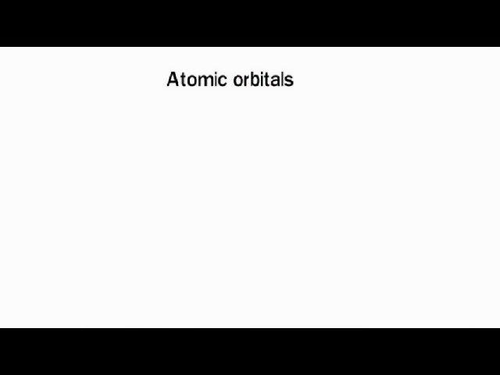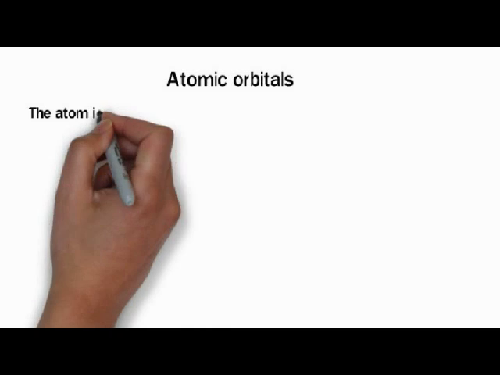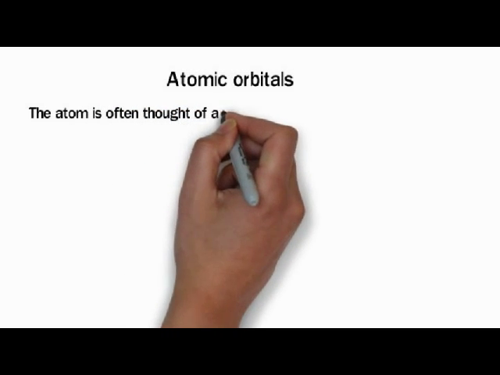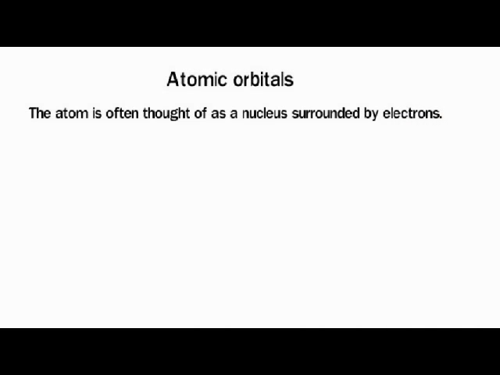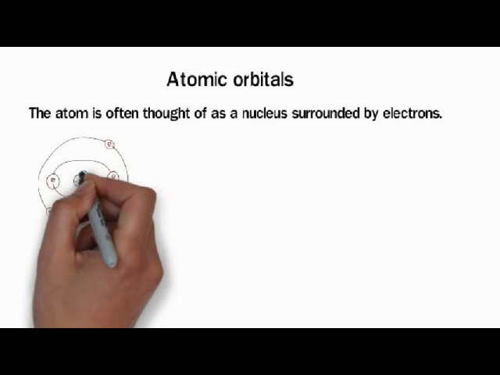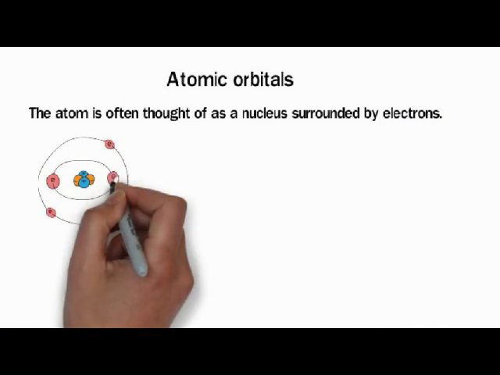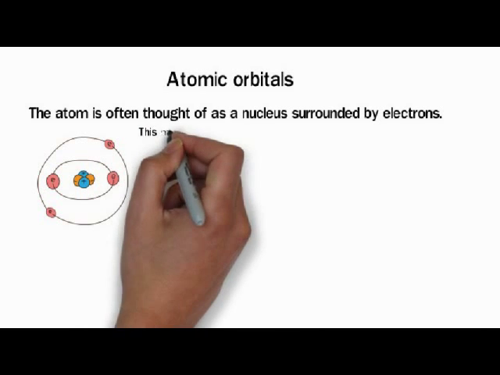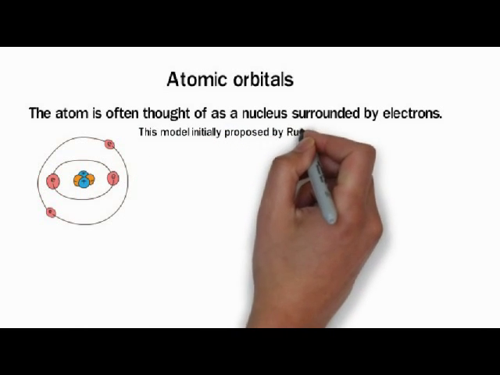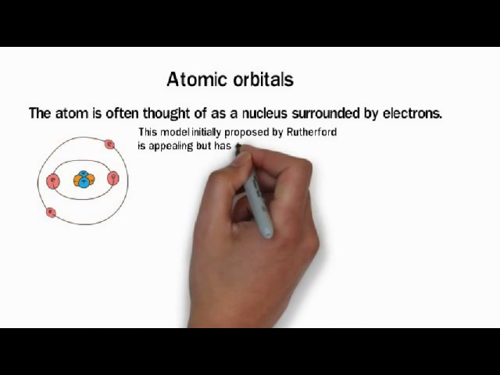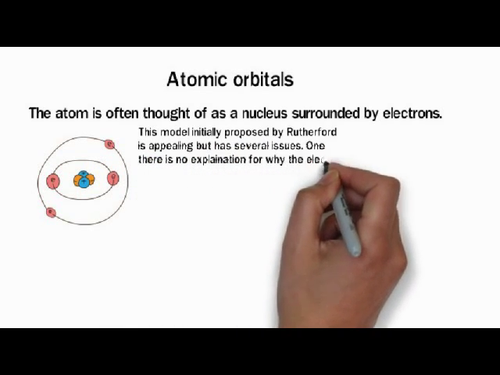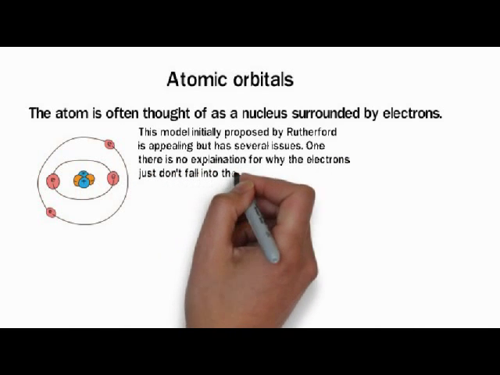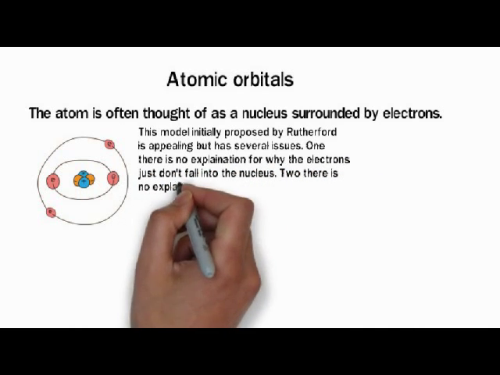Okay, so today we're going to talk about atomic orbitals. The atom is often thought of as a nucleus which contains protons and neutrons surrounded by electrons. So we have an atom here, we have the protons and neutrons in the center, we have the electrons orbiting around it. This is the original model of the atom. This model was initially proposed by Rutherford, and it is appealing on a simplistic level, but it has several issues.